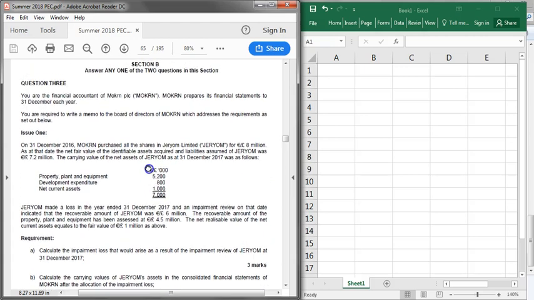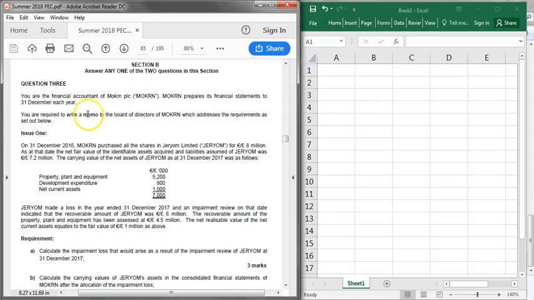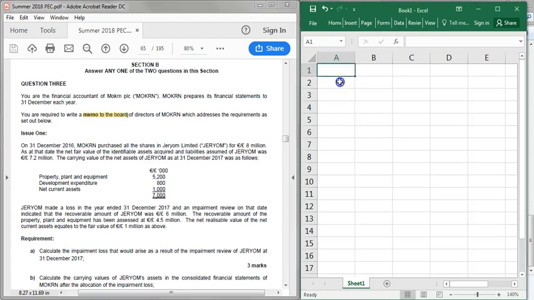First question we're looking at, and key to underline again, what are you asked to do? First thing you're asked to do is write a memo. Very basic, you'll write a memo. All it is, you're saying to the Board of Directors of Morecambe from A accountant, and you're going to say re: accounting issues.